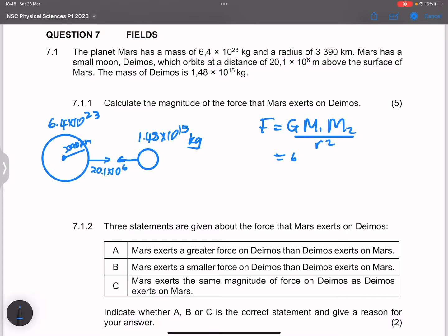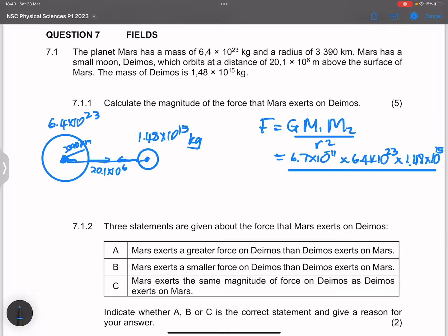So that's 6.7 times 10 exponent negative 11, multiplied by the mass of Mars, that's 6.4 exponent 23, the mass of Deimos, that's 1.48 times 10 exponent 15, now divided by, now please ladies and gents, remember that when we calculate the distance, it's always from center to center.